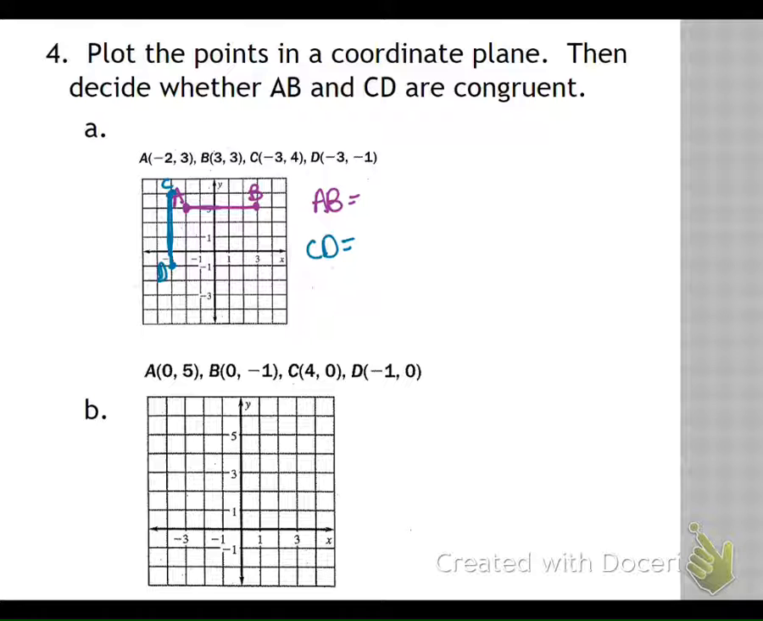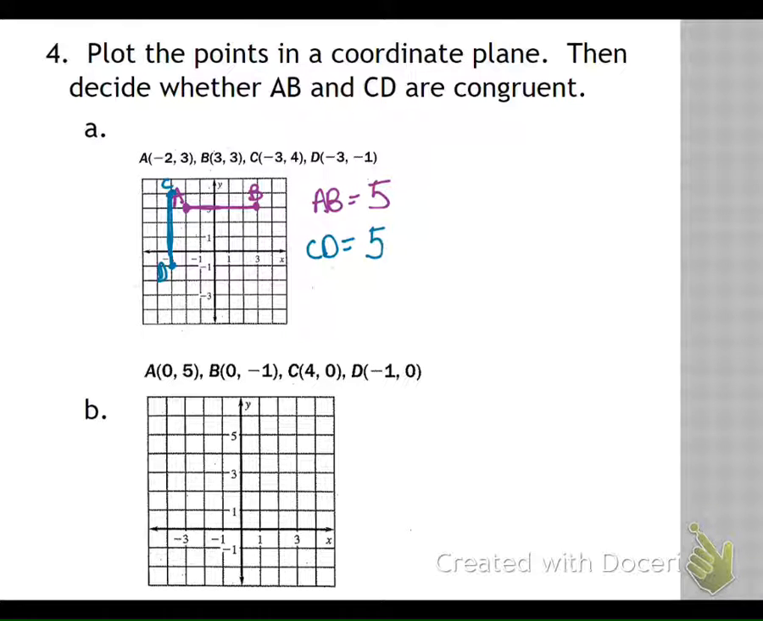So the way we do that is we want to count these. So what is the length of AB? So we go 1, 2, 3, 4, 5. The length of AB is 5. So here we have 5. Okay, what is the length of CD? So go over here. 1, 2, 3, 4, 5. What's the length? It's 5. Are those the same? So does that mean they're congruent?